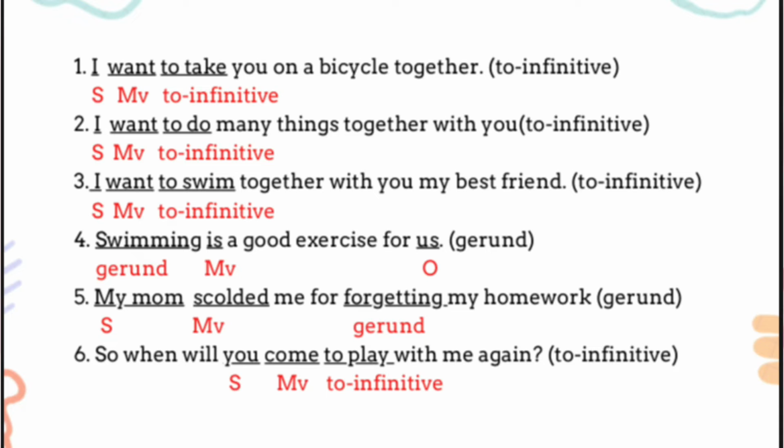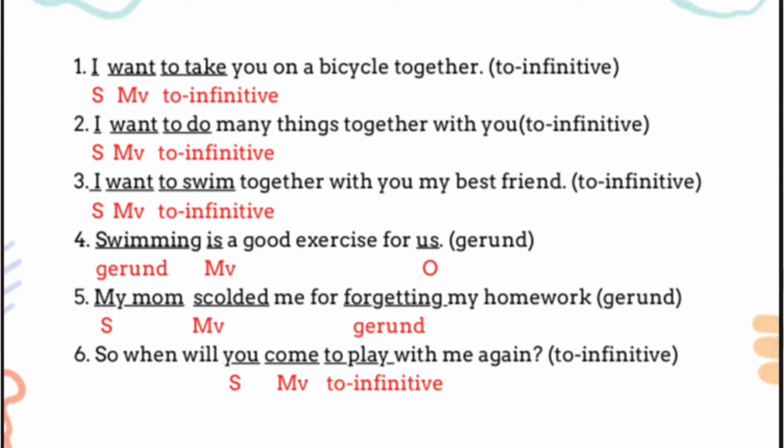And next, number 5. My mom scolded me for forgetting my homework. This sentence consists of gerund. The subject in this sentence is my mom, and the main verb of this sentence is scolded, and the gerund of this sentence is forgetting.